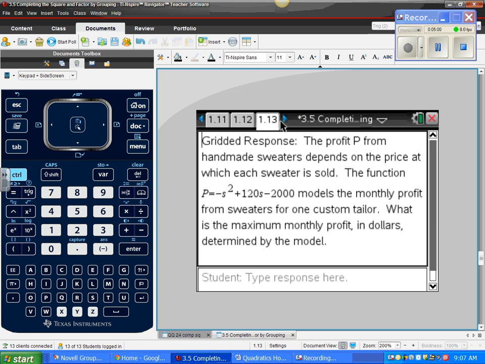The p in this case. So I want to know what my value of p is at my maximum value. I have more than one way to do this, right? I could complete the square and get it in vertex form, or I could graph it, or no, that would give me my solutions, my roots, if I set it equal to 0.